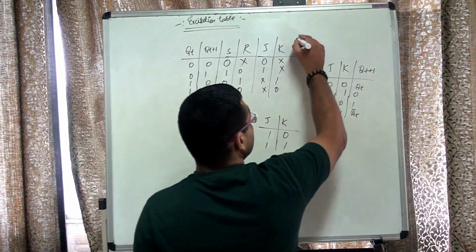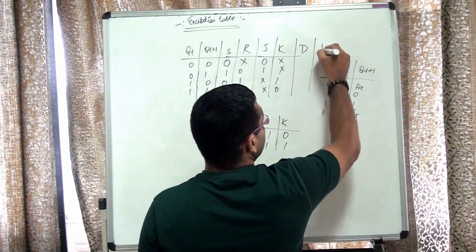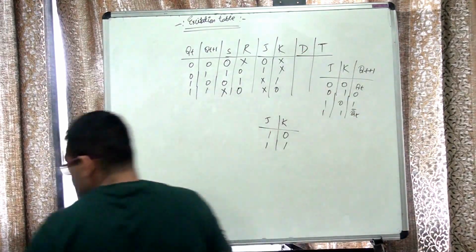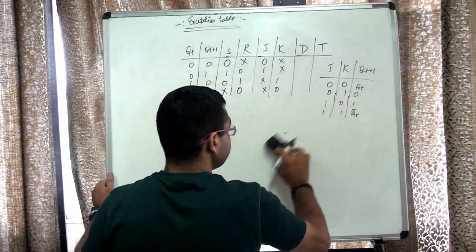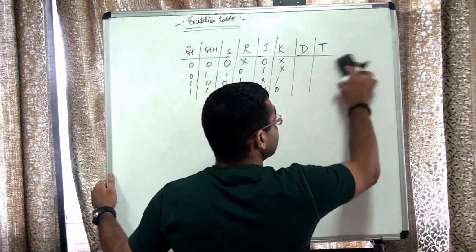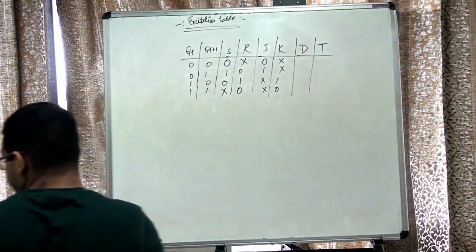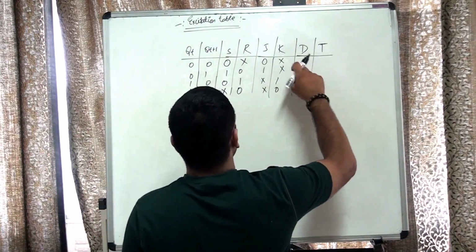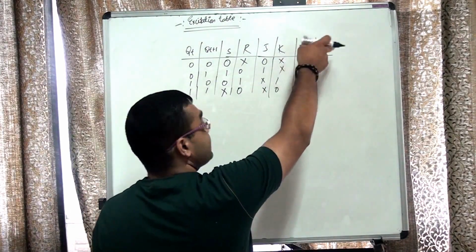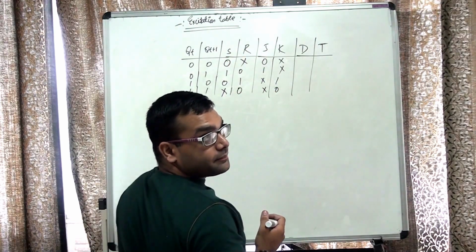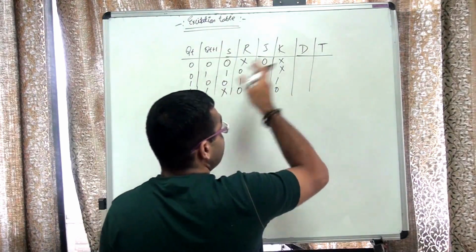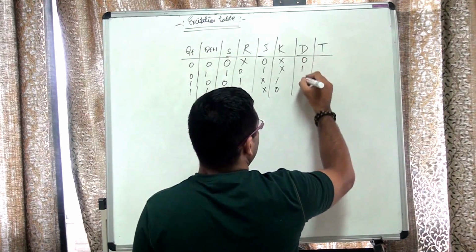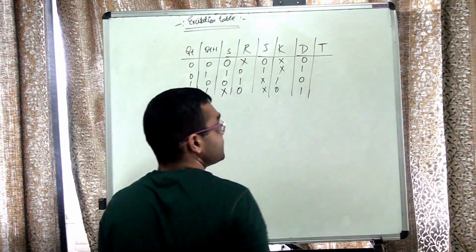Now, what about the value of D and T? Let me complete the table. Now for the value of D, whatever the value of my D, that is exactly the same as the value of my next state. So whatever the value of the next state, that is my value of D. This is 0, 1, 0, 1, isn't it?